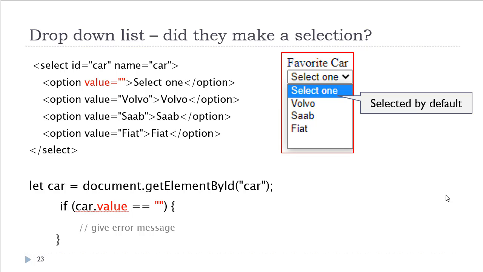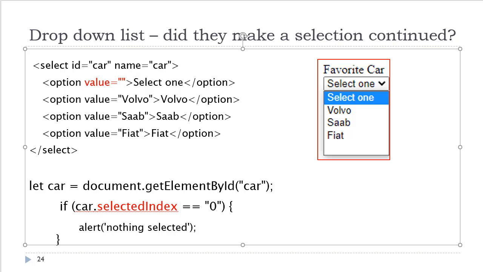So, supposing this was a requirement, they had to make a choice. How do we determine if they've made that choice or not? We test to see if the first value is still selected. And we do that by looking at how we've coded it. Here I have in my first option value equals nothing, which is an empty string. So in my if condition, I check for that value. Notice it is document.getElementById car because that is the ID of the select.